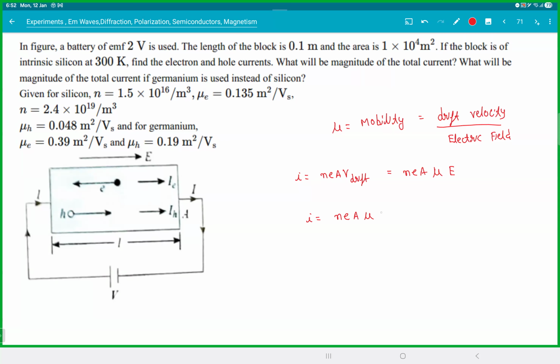So what do you want to find here? What will be the current? What is the total current of germanium? And that is your electric field. Electric field is nothing but the potential difference by length. So I can find it: battery ka voltage is 2, length is 0.1 meter. That is 2 by 0.1, that would be 20 volt per meter. There I got the electric field. The area is given, so I know A ka value. If the block is intrinsic silicon at 300 Kelvin, find the electron and the hole currents. n is given as 1.5 into 10 power 16. Since it is intrinsic, remember what is intrinsic? There are no impurities. Therefore, number of electrons is equal to number of holes.